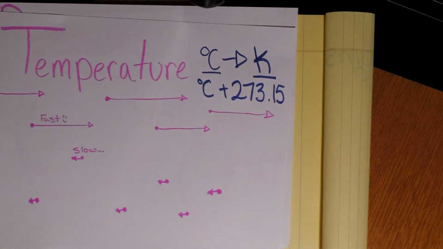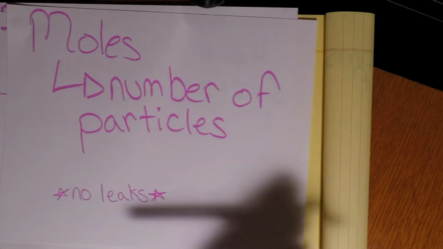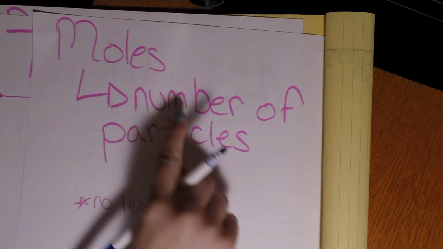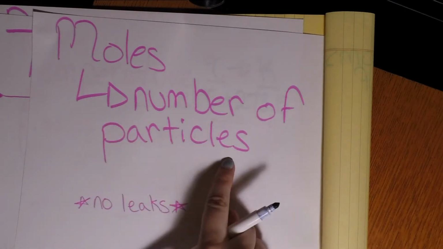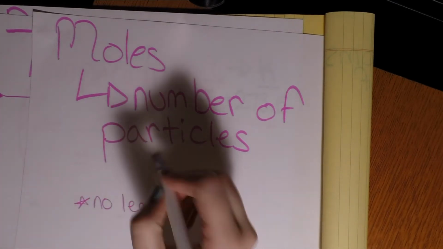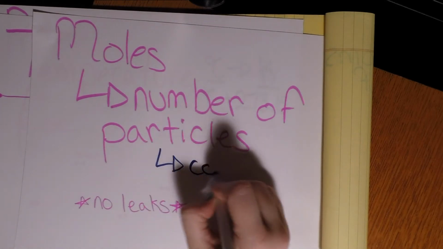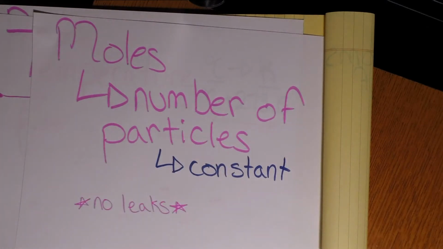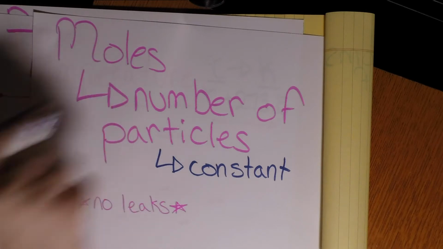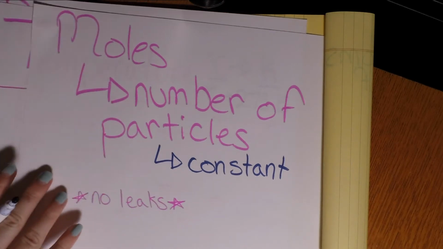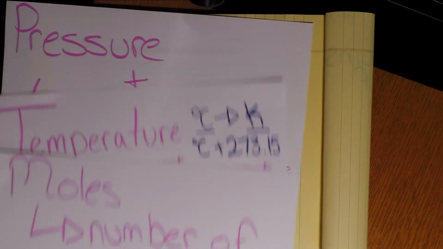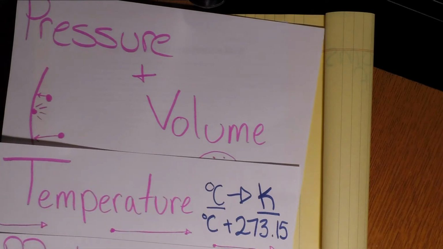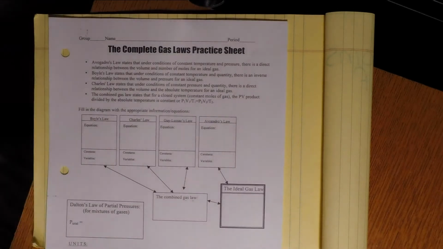Okay, now the first three gas laws that we're going to be taking a look at are going to assume that the number of moles, which is the number of particles, is constant, and they're assuming that there are no leaks. Then in the next video I'll talk about something called the ideal gas law. The ideal gas law allows us to account for change in the number of moles. So those are the different variables we're going to be looking at. We have pressure, volume, temperature, and moles. Moles, of course, is going to be constant for right now.